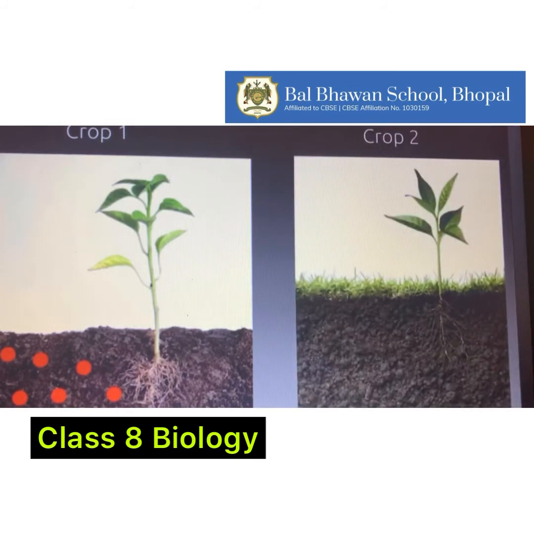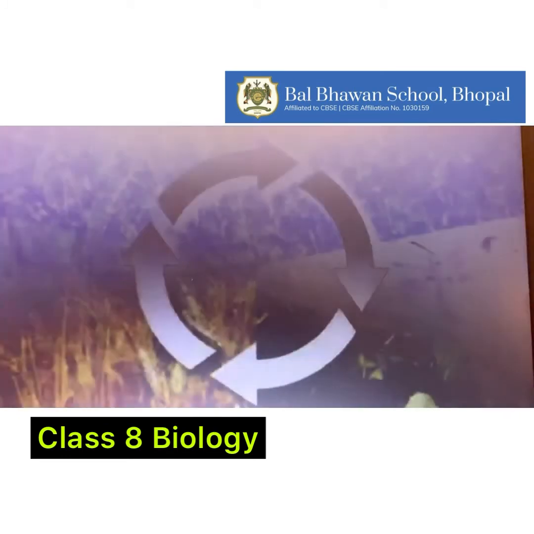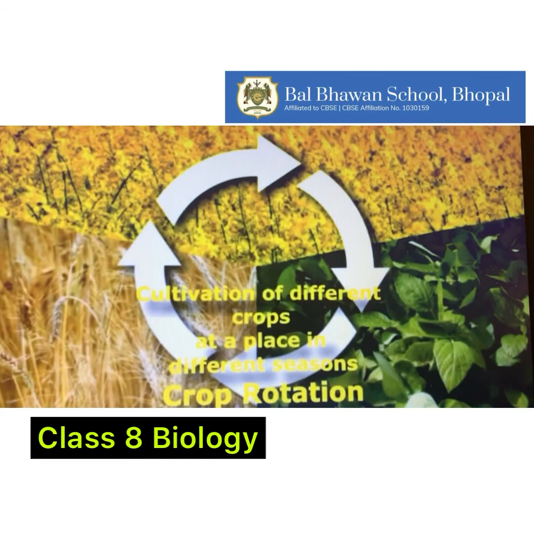When a different crop is grown after the leguminous crop grown in one season, excessive nutrients which get mixed in the soil are utilized by the other crop. Cultivation of different crops in different seasons is known as crop rotation. Crop rotation results in an increment of soil fertility.